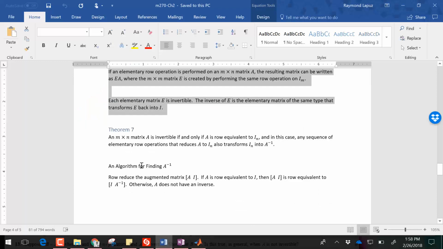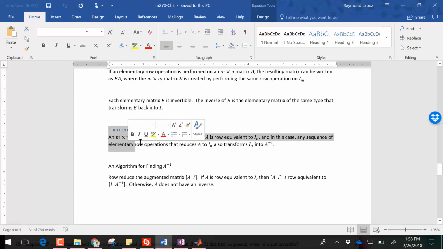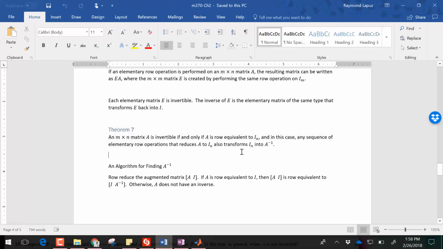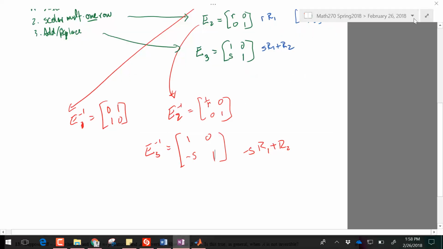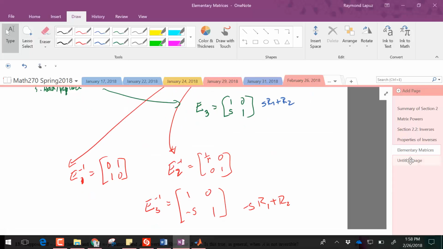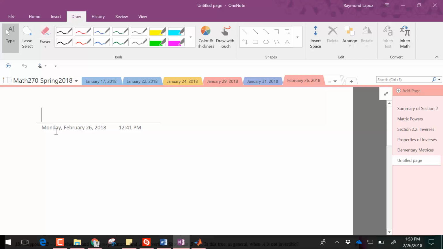So there's another... What's this say? Oh, this is kind of related to the algorithm. So I'll put both of that in the notes, and then we'll re-copy that into our notes next time.